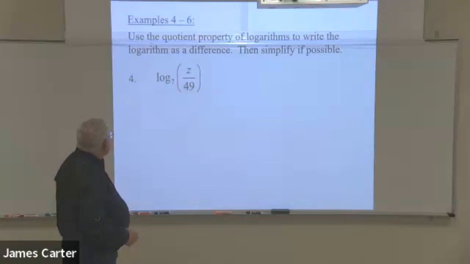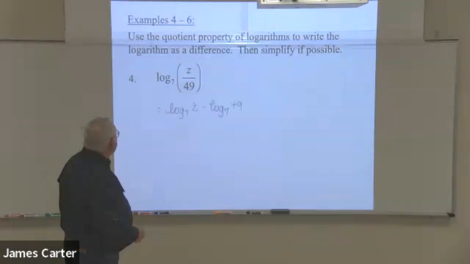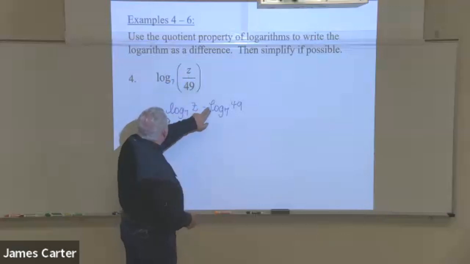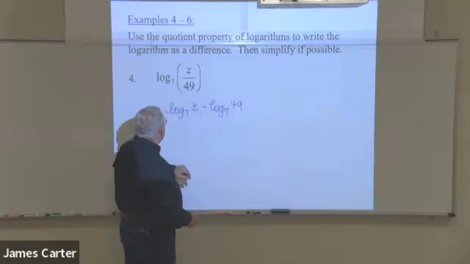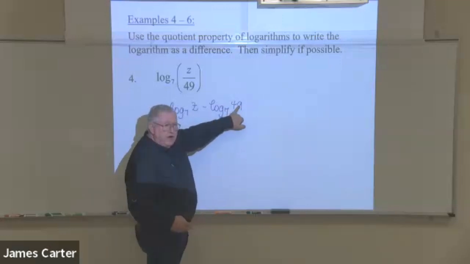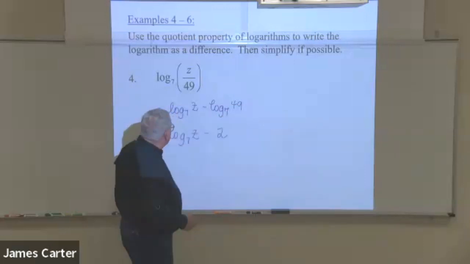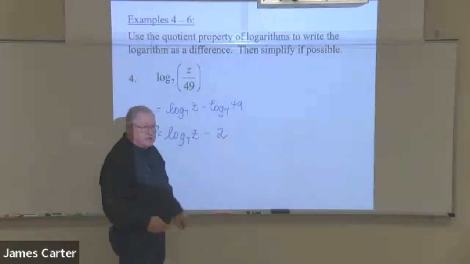What about this one? This one is a quotient or a division. So we're going to subtract the logs. We have log base 7 of z minus log base 7 of 49. But you know what? We can compute log base 7 of 49, because 7 to the second power is 49. So that's equal to 2. So this becomes log base 7 of z minus 2.